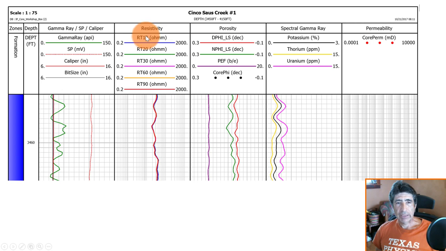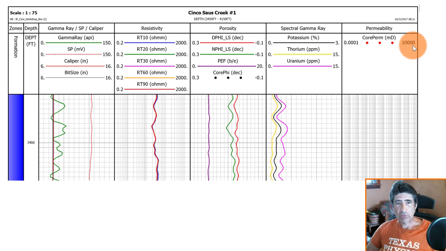Then we have electrical resistivities. Bear in mind that the deep sensing induction electrical resistivity is the RT90, and the shallowest sensing is the RT10. Then we have neutron density and neutron porosity logs expressed in limestone porosity units, going from -10% to 30%, so we have 40 porosity units across. Both of them, as I said, are expressed in limestone porosity units. Here we have the photoelectric factor log and the core porosity plotted with the same scale as the neutron and density porosity logs. Then we have spectral gamma ray logs, potassium in continuous black line, thorium in yellow, and uranium in magenta. And the last track is for permeability, going from 10 to the minus 4 to 10 to the 4 millidarcy, 8 decades of variation of permeability.